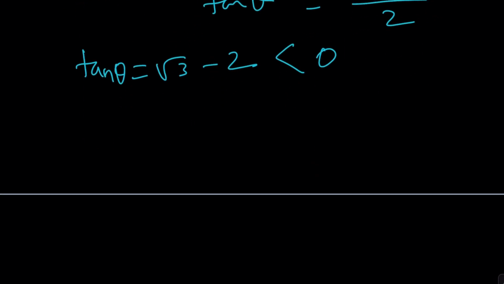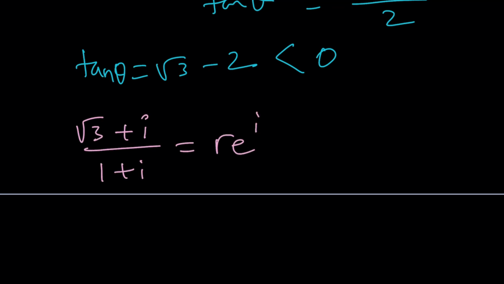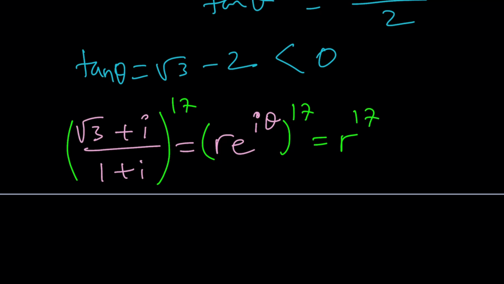So my goal is to take this number and write it as r e to the i theta. In other words, I want to find the modulus and the argument. And then, of course, when I raise this to the 17th power on both sides, what's going to happen? R will be raised to the 17th power, and the argument is just going to be multiplied by 17. Easy. Once I find the argument, you can just multiply by 17. And once you find R, you can raise it to the 17th power. Easy. So the question is then, what is R?